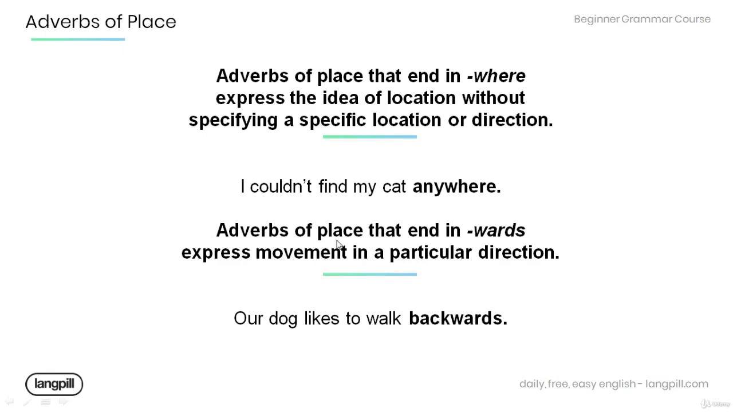And adverbs of place that end in wards express movement in a particular direction. Have a look at the example below. Our dog likes to walk backwards. The adverb of place, backwards, expresses the movement of the dog.